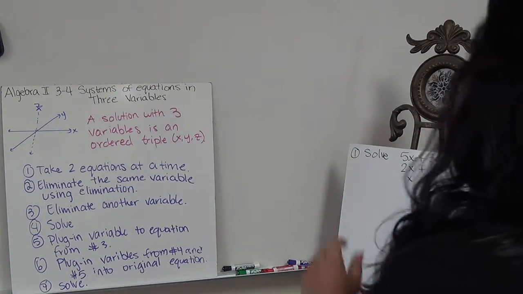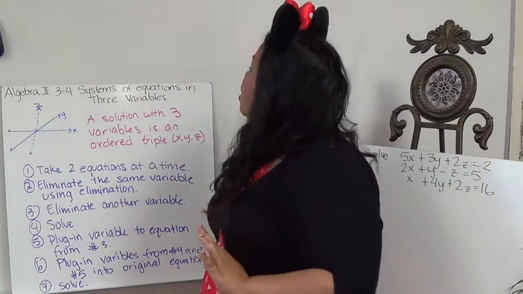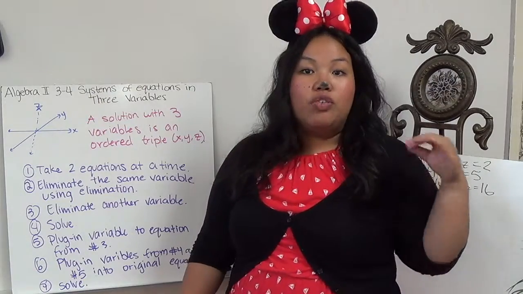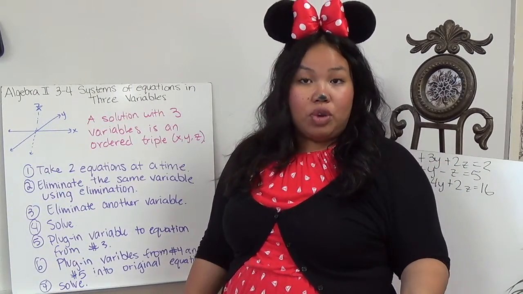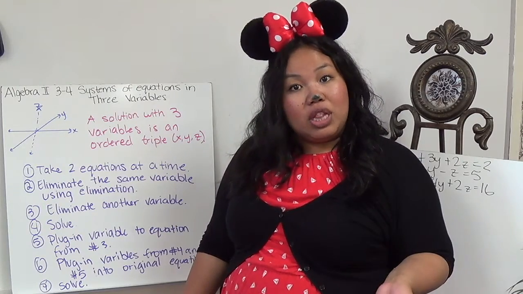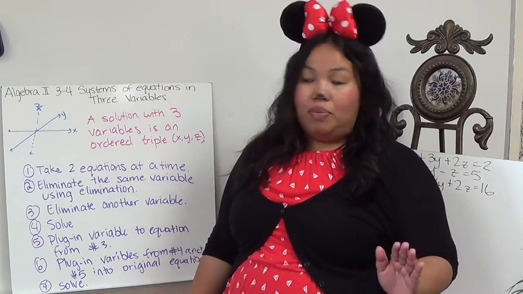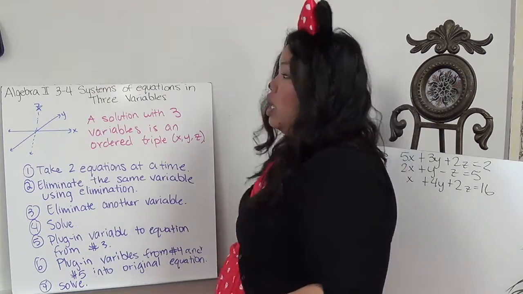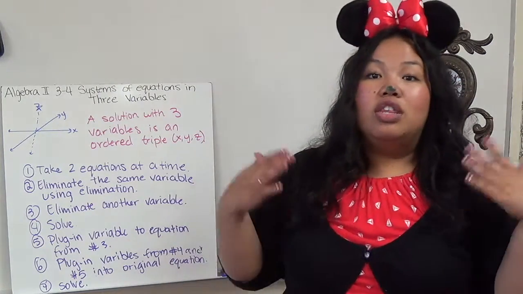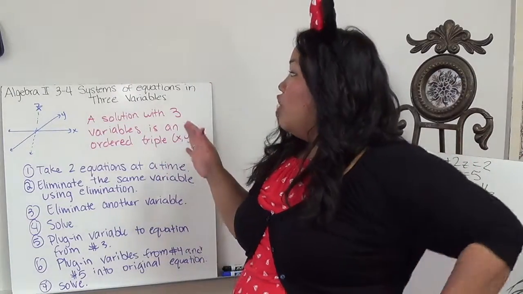In Algebra 2, Section 3-4, we're dealing with a system of equations in 3 variables. So far you've been dealing with systems of inequalities, but now we're going back to systems of equations. So basically we're dealing with lines that overlap, that intersect in order for us to find a solution. The catch is they've thrown in a third equation.